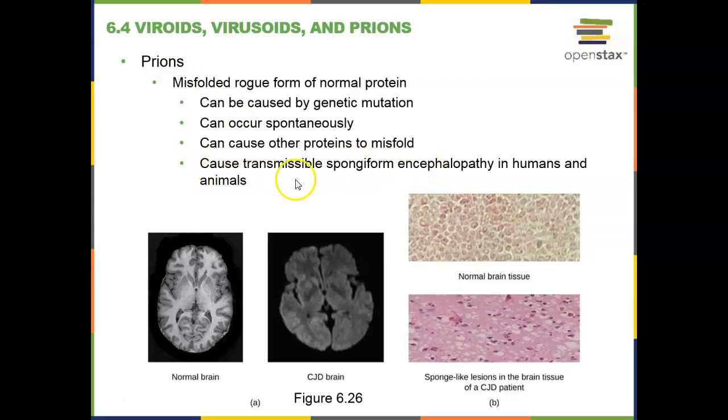So this causes transmissible spongiform encephalopathies in humans. So this is normal brain tissue. This is what brain tissue looks like with a patient with Creutzfeldt-Jakob disease. This is a neurodegenerative disease. There's no cure. There's only symptomatic treatments, so you're treating the symptoms.